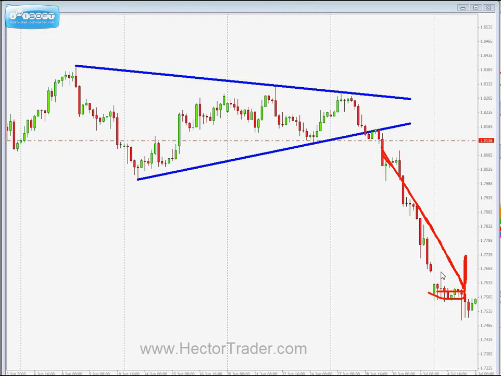Sometimes, of course, price doesn't quite give you the breakout pullback continuation. Sometimes price simply plummets through, drives through the triangle boundaries, and it just moves 100 pips without giving any pullback whatsoever. But that's the cost of being conservative.